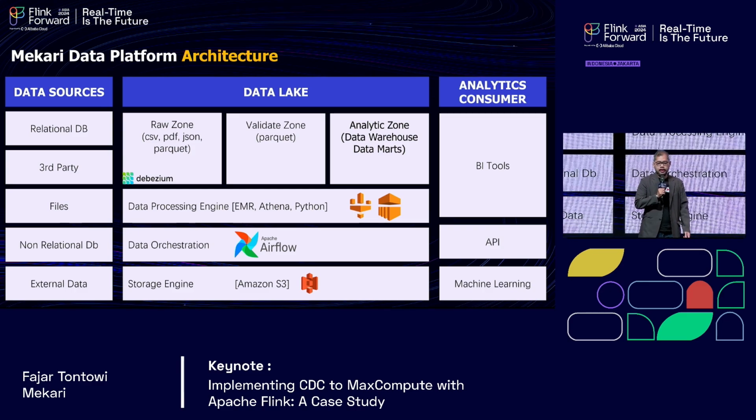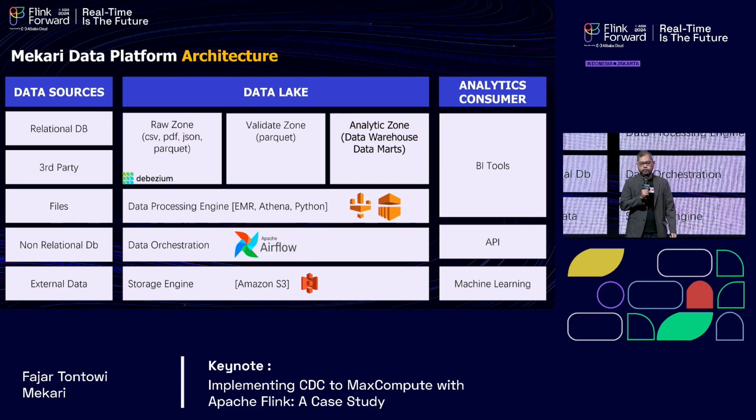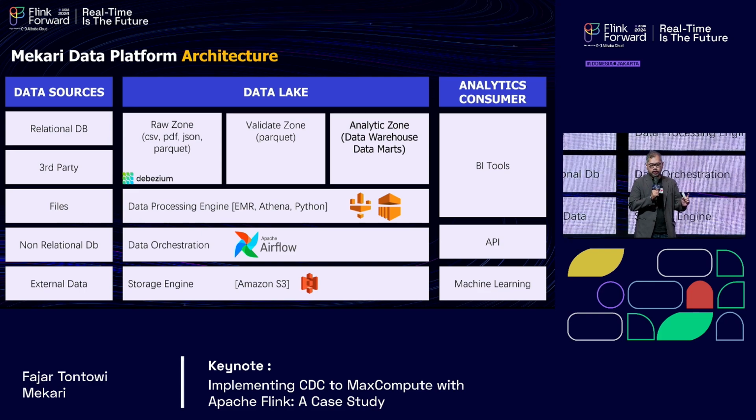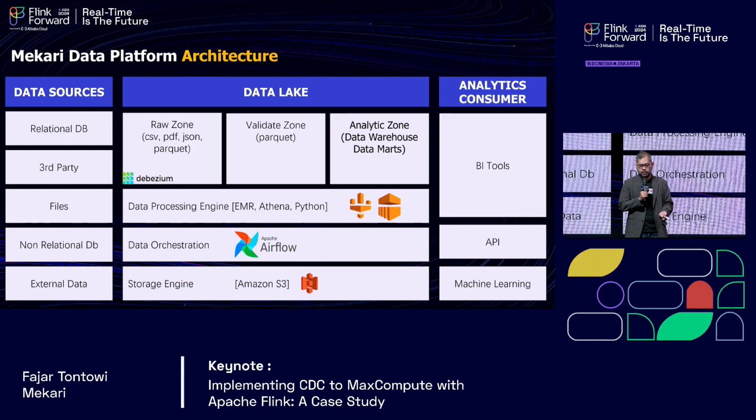For CDC data, we sync the data to the raw zone in Parquet files containing metadata from Debezium. After that, there is the validated zone. In the validated zone, basically, we do some cleansing of the data from the raw zone, standardize the data, and do deduplication of the data, and put it all together in the validated zone in a standardized format in Parquet files.